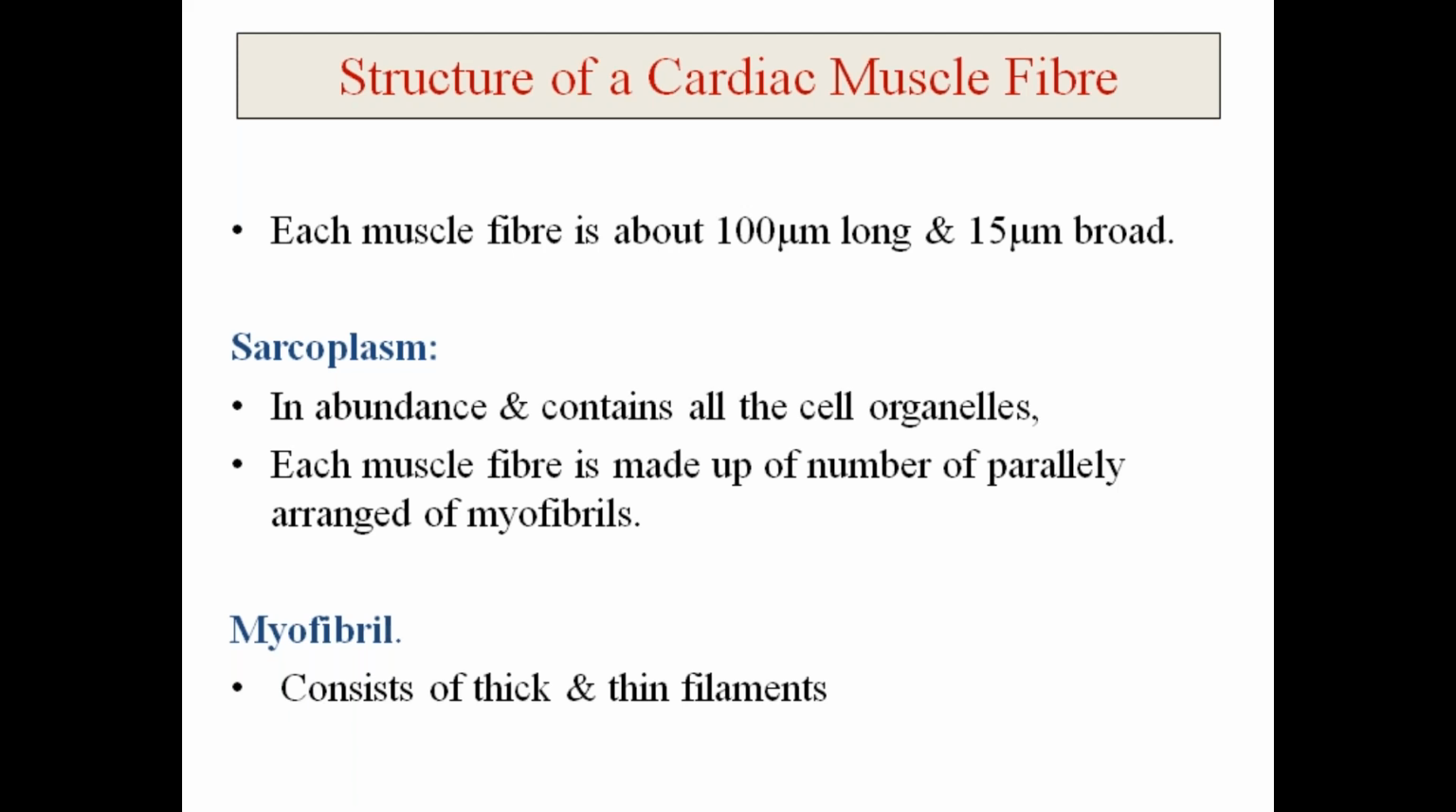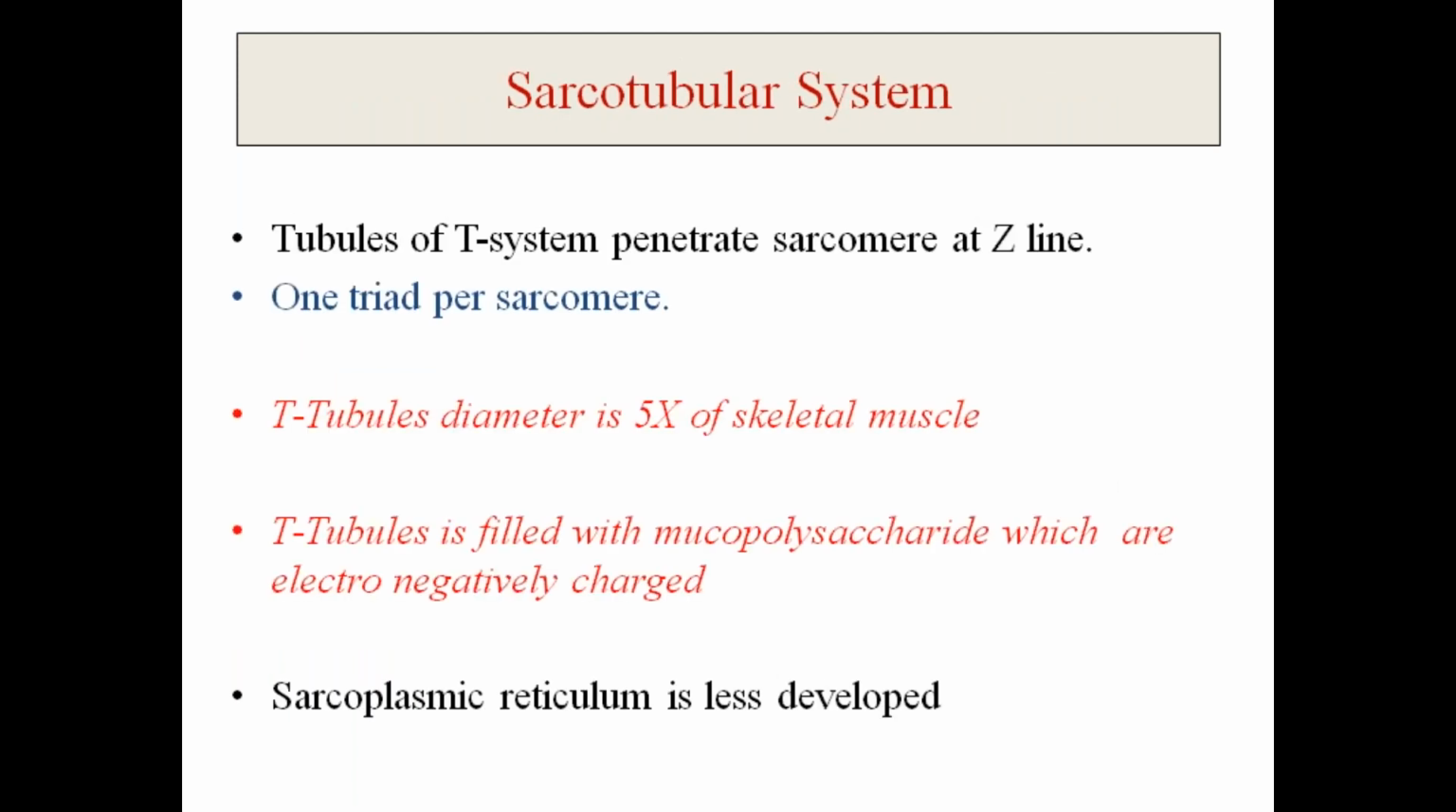So with respect to composition, the cardiac muscle and skeletal muscle fibers are somewhat the same. One of the differences is with respect to the sarcotubular system.